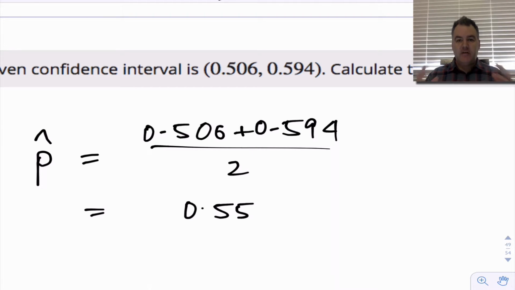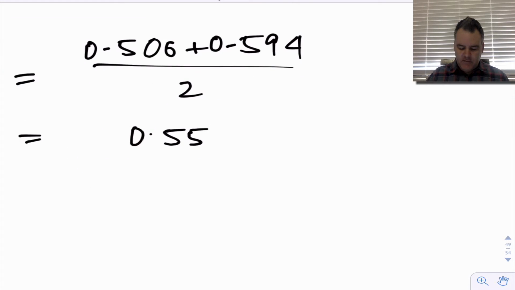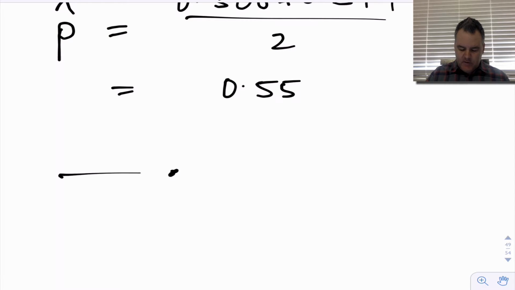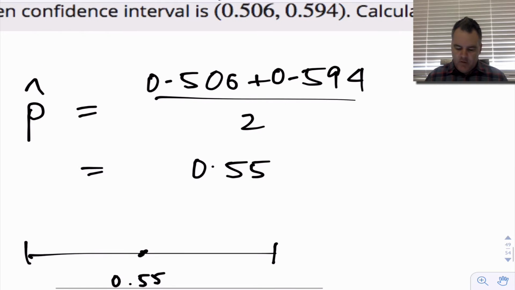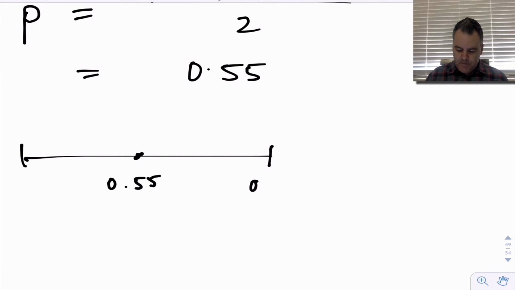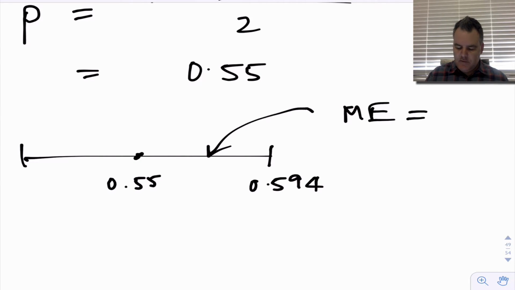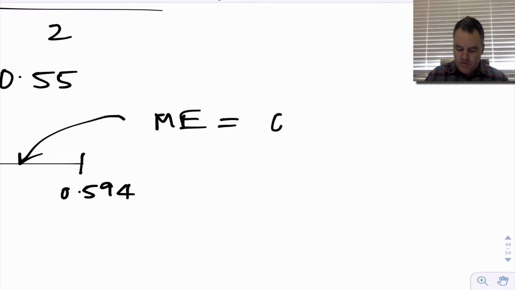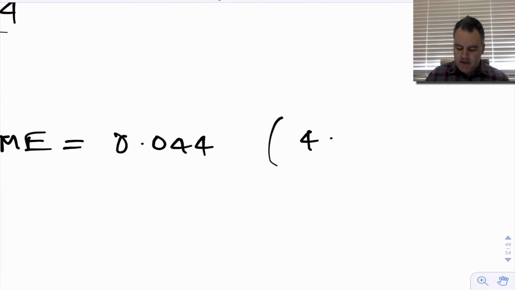Okay. So that was our sample proportion. What's the margin of error? So here's my confidence interval like this. 0.55 is in the middle. The top value is 0.594. So that distance there is the margin of error. Okay, so 0.594 minus 0.55 is 0.044, or some people again would say the margin of error is 4.4%.